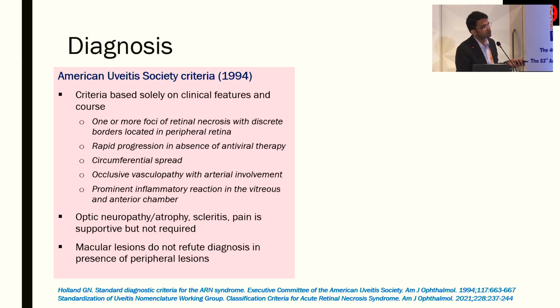Now the diagnosis, till 2021, when the SUN working group gave the revised diagnostic criteria, was a clinical diagnosis, basically including one or more foci of retinal necrosis with discrete borders in the peripheral retina, rapid progression in the absence of therapy, circumferential spread, occlusive vasculopathy, and prominent inflammation. Now, rapid progression will be noted only on follow-up.